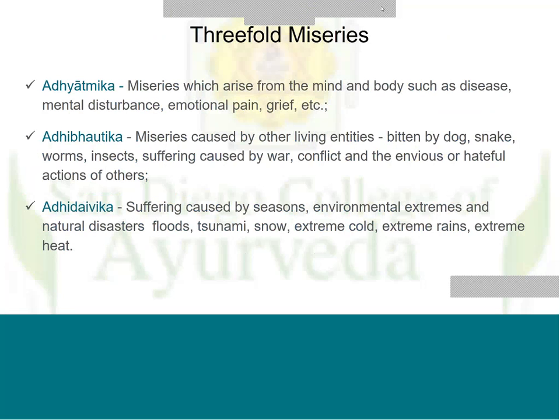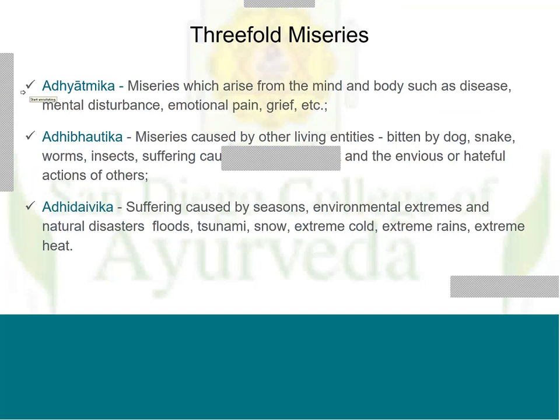What are the threefold miseries? There are three types of miseries, and you will find these referred to frequently in Ayurveda. Adhyatmika, miseries which arise from the mind and body. This includes disease, mental disturbance, emotional pain, and grief. Adibhautic. Adibhautic are miseries caused by other living entities, being bitten by a dog or a snake, being afflicted by worms or insects, suffering caused by war, conflict, and suffering caused by the envious or hateful actions of others.